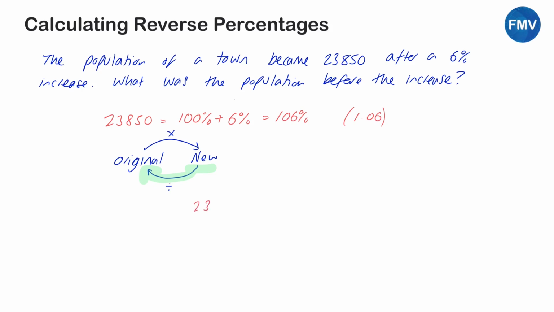So we have 23,850 divided by 1.06. Again, put that in your calculator and you'll get 22,500. So the population before the increase was 22,500. Let's look at one more question.